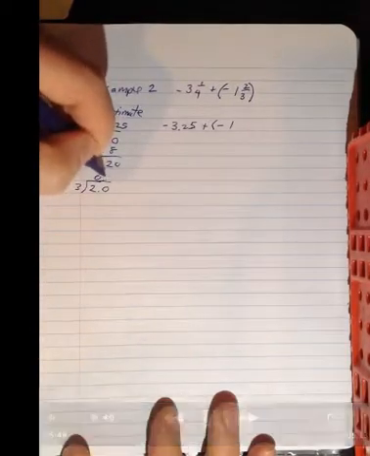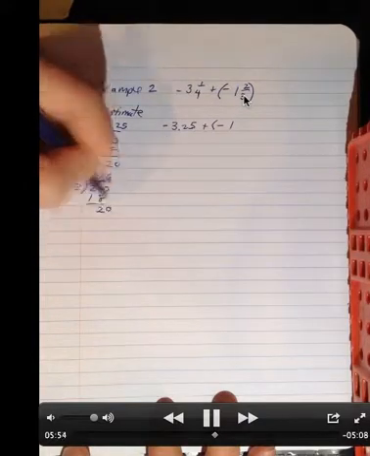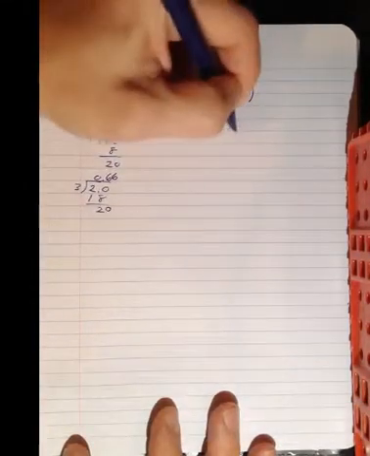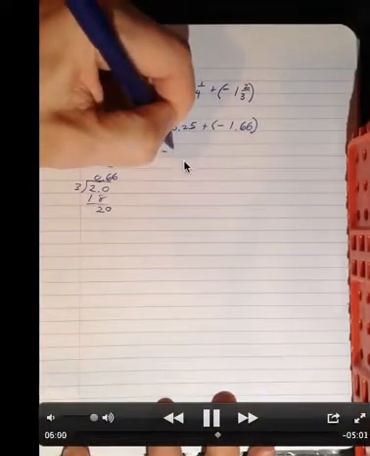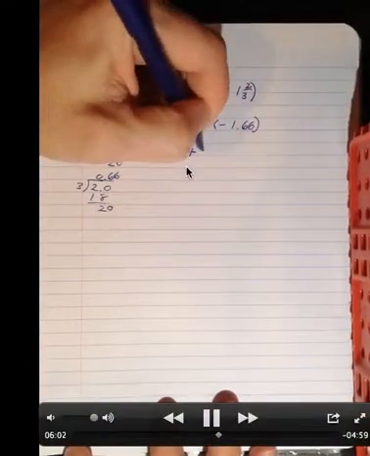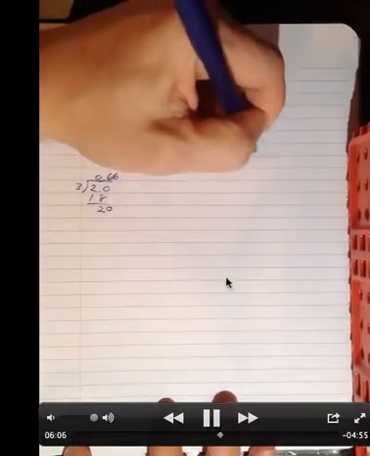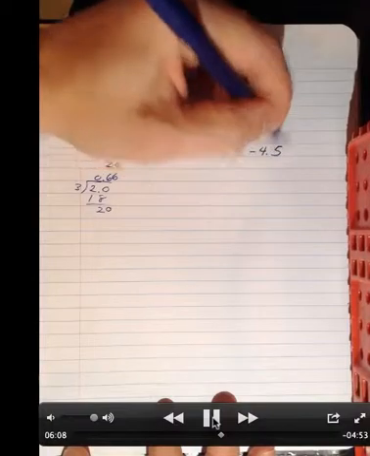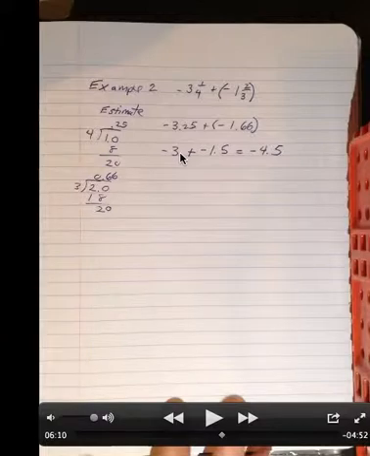So 2 divided by 3 is 0.66. So this is going to round to 3.5, and this is going to round to 1.5. Now, you can see I made an error in my estimation. This should have gone up to 3.5 instead of 3. Our estimate still works, it's just not as good as it could have been.